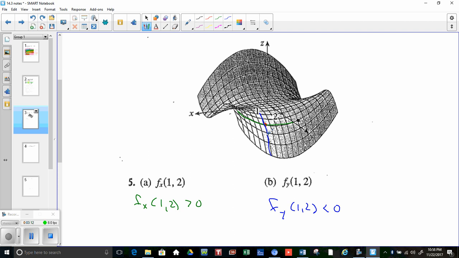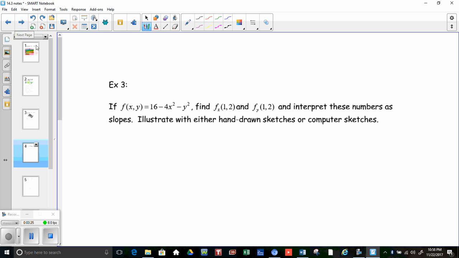Okay, hopefully that makes more sense than what I tried to do in the first video. This is a much better visual. I think you can see that a little bit better. All right, now we're going to move into the algebra of this.